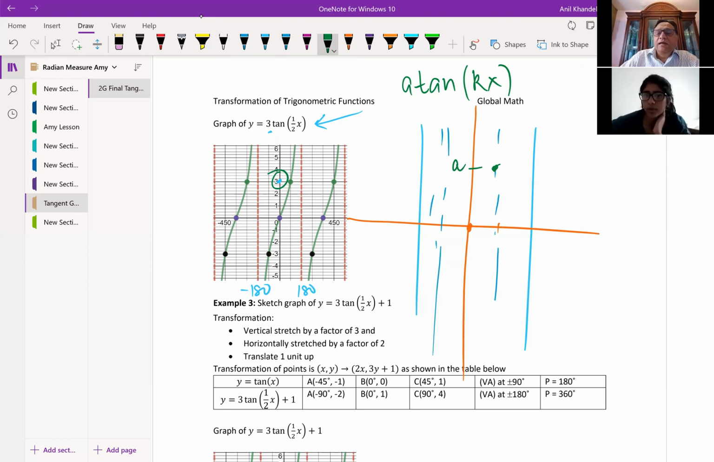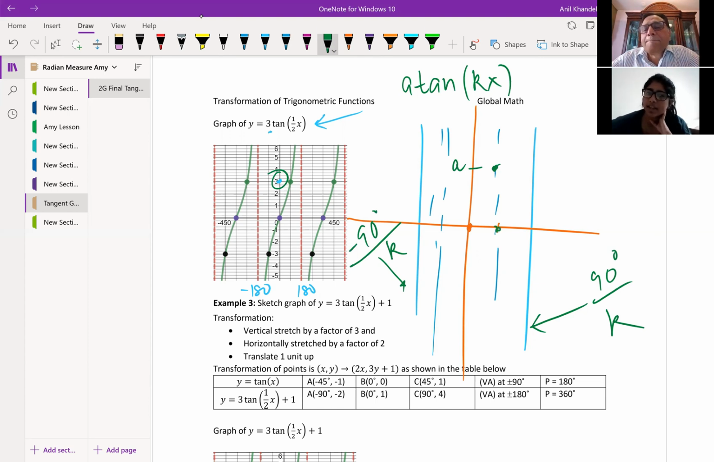And this value is 90 degrees divided by k, and this value is minus 90 degrees divided by k. Do you see that? Obviously, would that a only be there if it's in that format, a tan kx, or can it be anything? No translation. This is without translation.